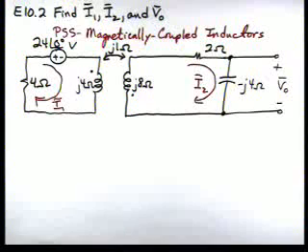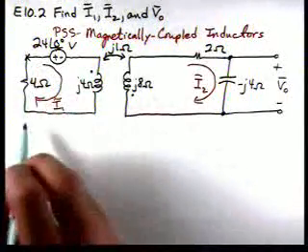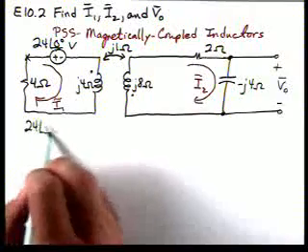If a defined current enters the dotted terminal on one coil, it produces a voltage in the other coil that is positive at the dotted terminal, and vice versa. So let's start at the left mesh. Let's go around clockwise. So if we start, we'll have 24 at an angle of 0.